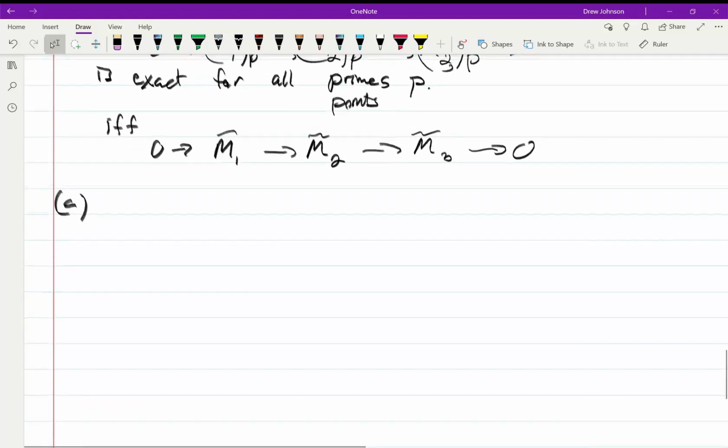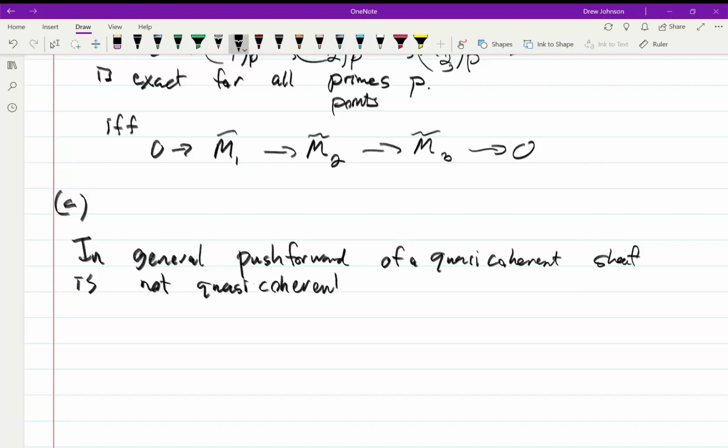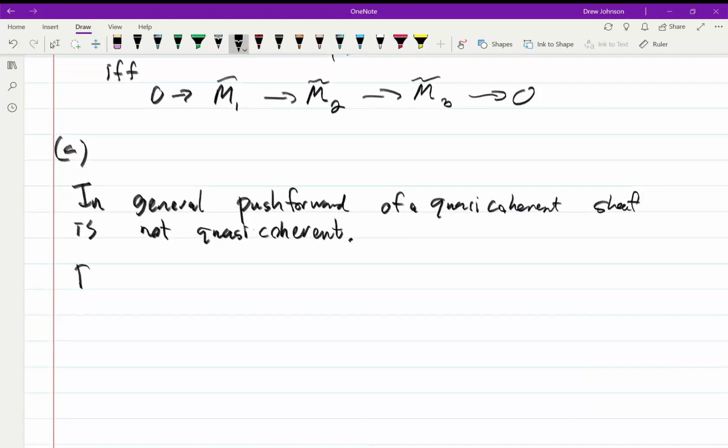All right, now one construction from the last chapter that we haven't covered is pushforward. So it turns out in general, the pushforward of a quasi-coherent sheaf is not quasi-coherent. But it is quasi-coherent in most nice situations. So we'll just cover one of those situations here. So here's a lemma.